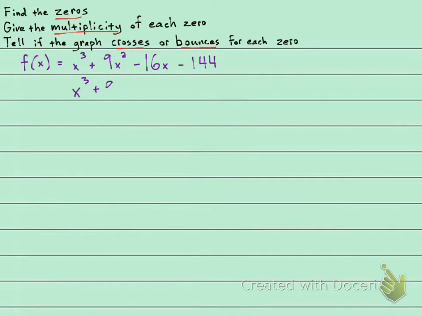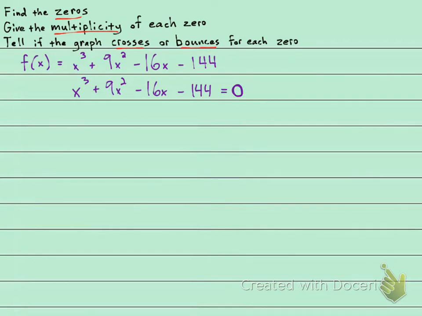x to the third plus 9x squared minus 16x minus 144 equals 0. And then we're going to solve for x. This is a 4-term polynomial, 1, 2, 3, 4. There are different ways to solve this, but the way that I'm going to do it, because it works for this one, is factor by grouping.